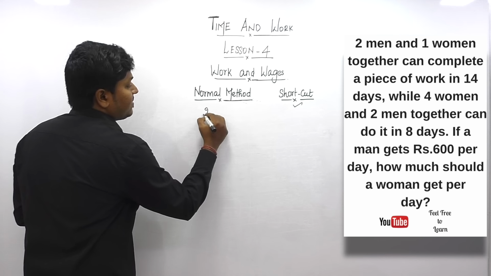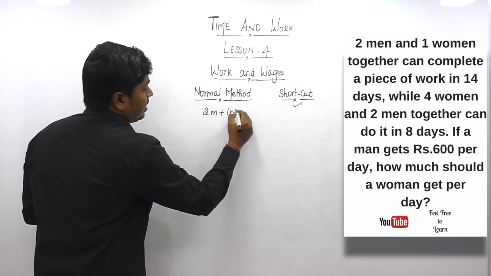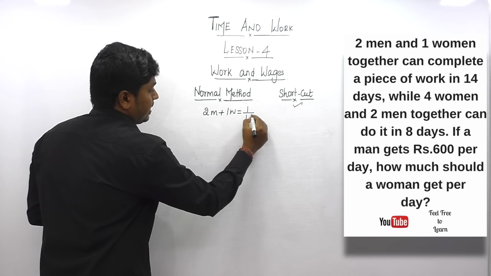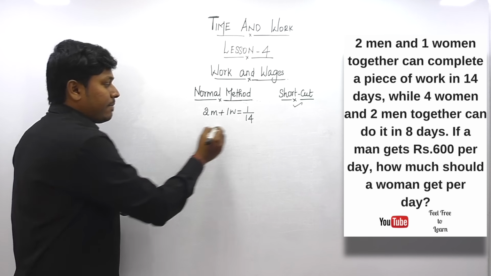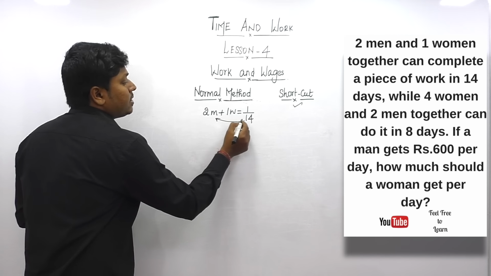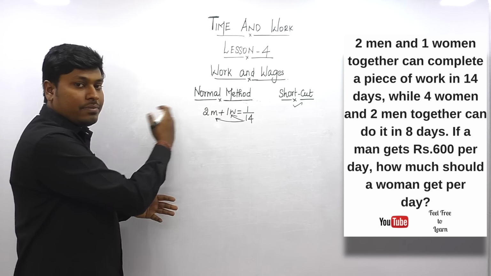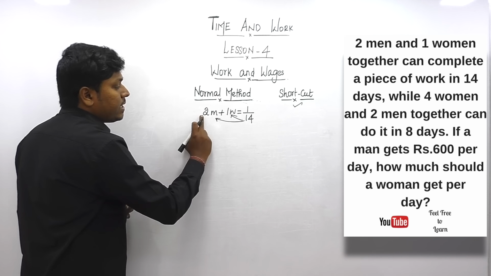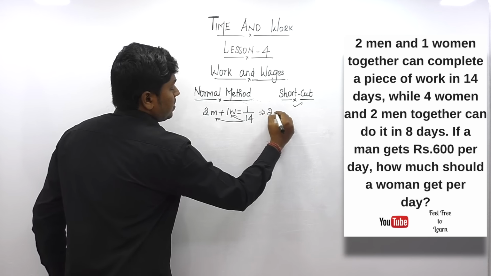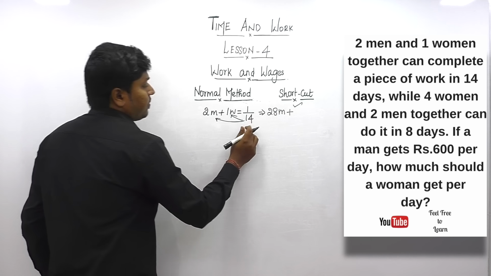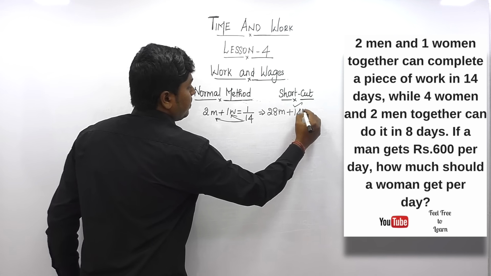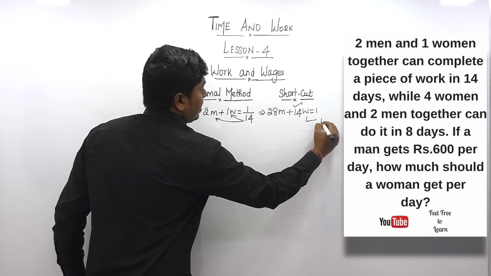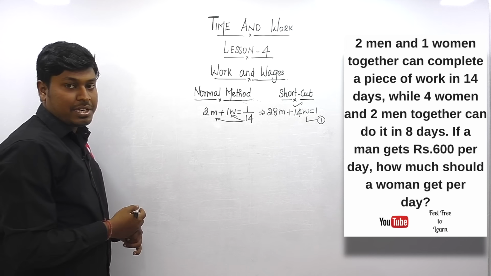So first point, what they have said is 2 men and 1 woman complete a piece of job in 14 days, right? So what I'm going to do is multiply this 14 with the 2 terms on the left hand side. I'm just going to bring the 14 towards the left hand side. So 14 into 2 will be 28. So 28 men plus 14 into 1 will be 14 women is equal to 1. So now I am going to assume this as equation number 1.